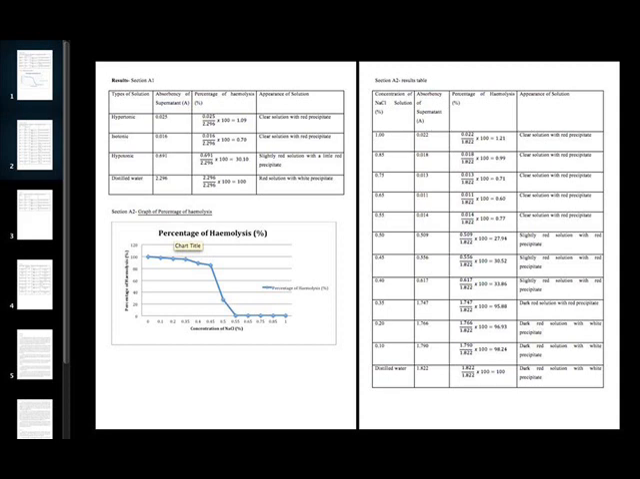Section A2. From the graph plotted, it can be seen that the percentage of hemolysis is inversely proportional to the concentration of the sodium chloride solution. The higher the concentration of sodium chloride solution, the more hypertonic the solution and the lower the percentage of hemolysis. The tonicity of the solution is compared and referred to the experiment in section A1.